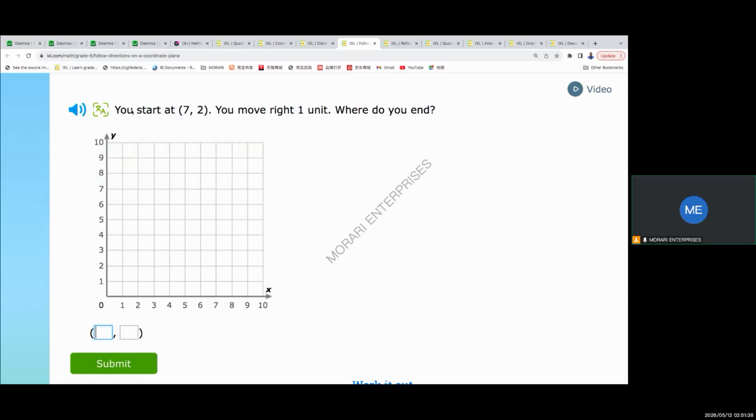Wow. Now you start at 7, 2. So 7 right, 2 up. 7 right here, 2 up. So this is where we start. And now we move right 1 unit. So where do we land? We land at 8, 2. So those are some questions that we can do here.